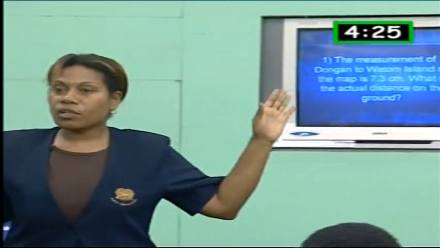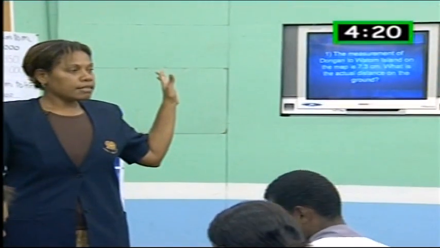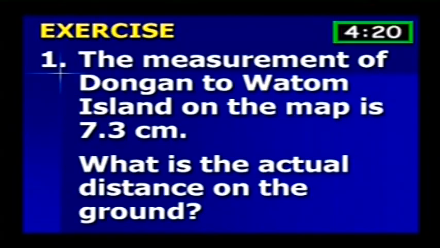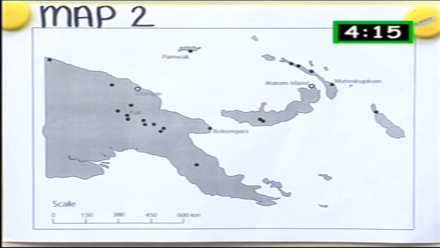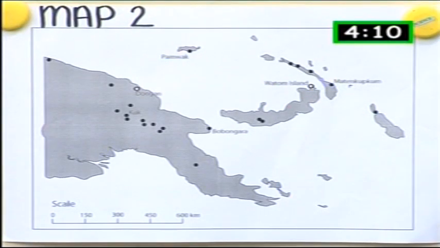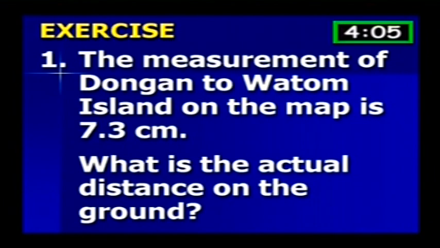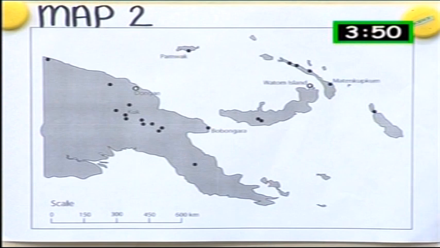This time the distance on the map is given. Class, the distance on the map is given. You just calculate the actual distance on the ground. Number 1, the distance on the map is given. Calculate the actual distance on the ground. Who's finished? You don't have to measure the distance on the map. I'm telling you, it's given already.